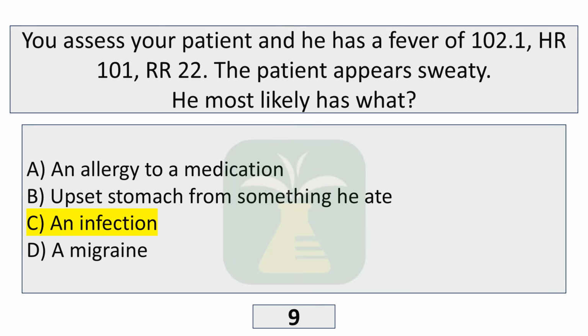Correct answer, C. An infection. The patient most likely has an infection. This patient's temperature is high, he has tachycardia and tachypnea. The fever is the number one sign for infection. The tachycardia and tachypnea are the body trying to compensate for the fever.